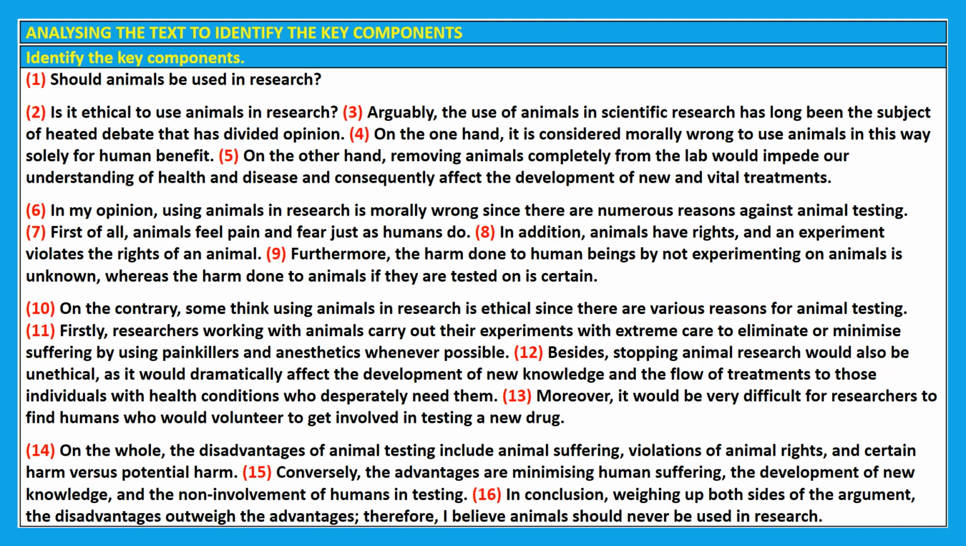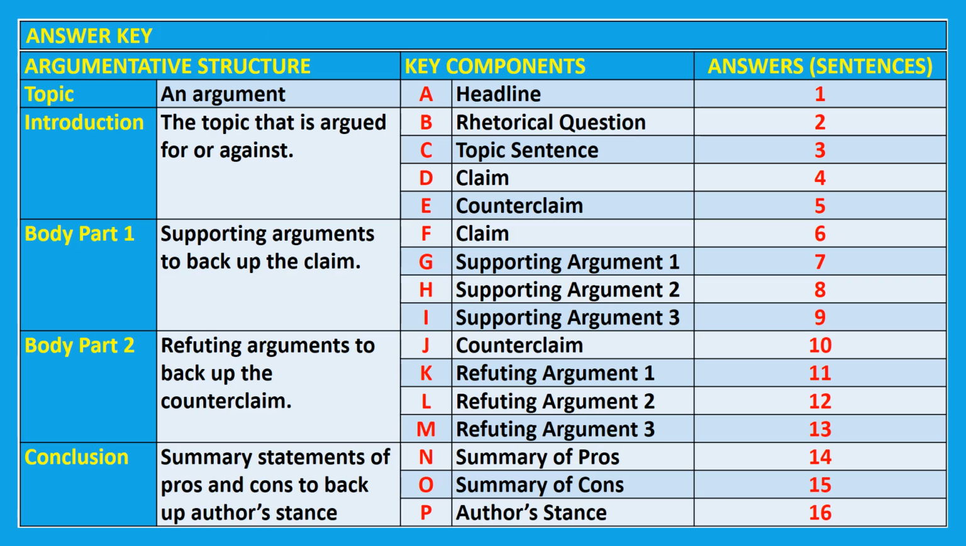Analyze the text to identify the key components of an argument used in an argumentative essay. Each sentence is numbered, and your task is to match the correct sentence number with the argument component it represents. The first one is already done for you as an example. Pause the video and complete the rest of the exercise. When you have finished, compare your answers with the provided answer key.